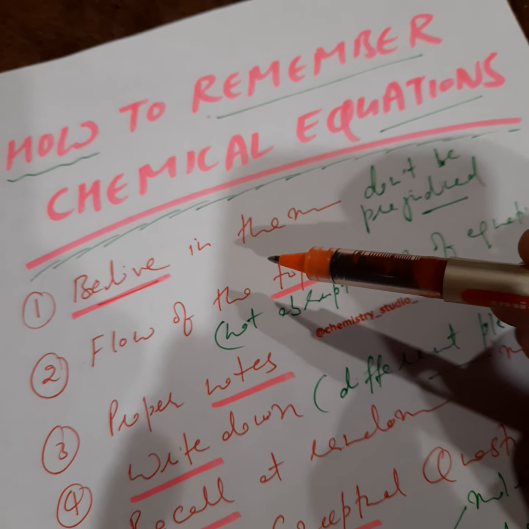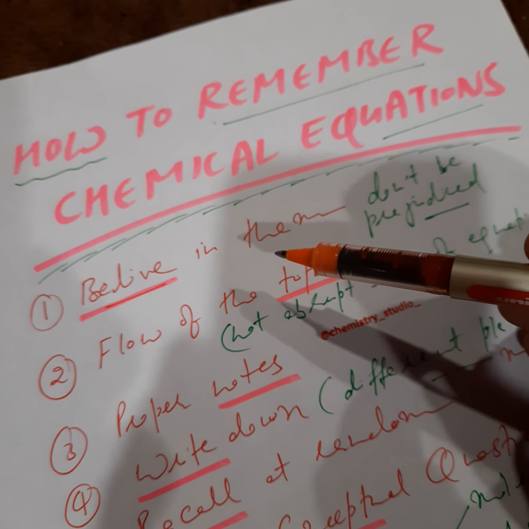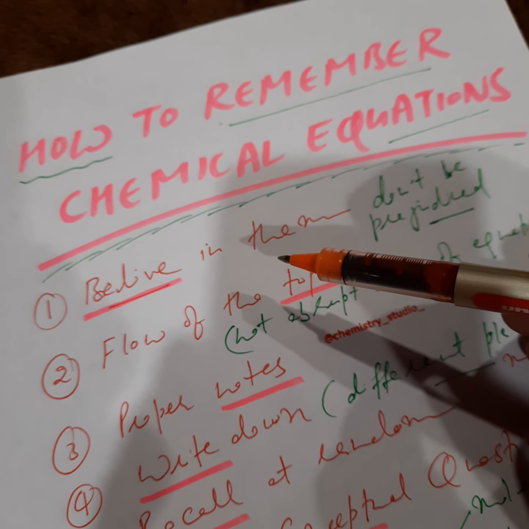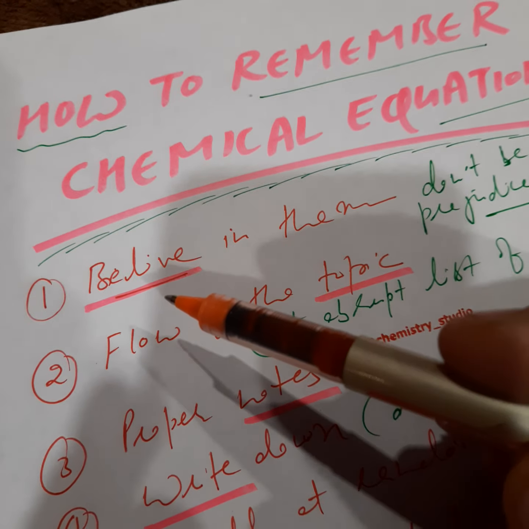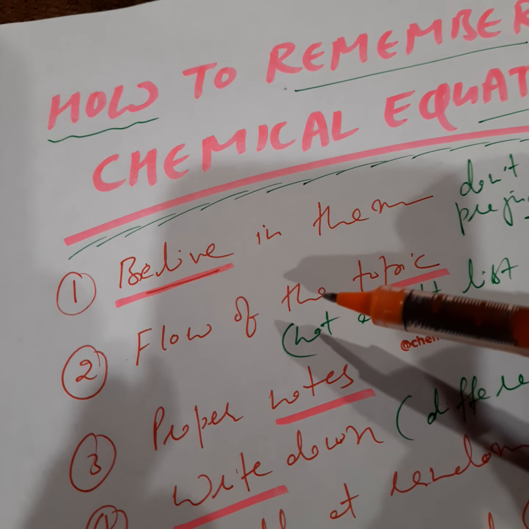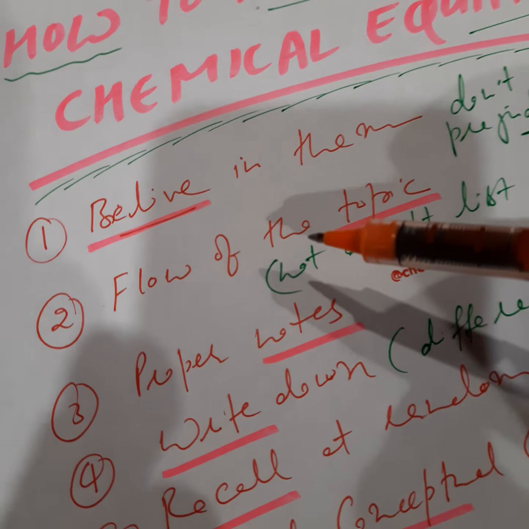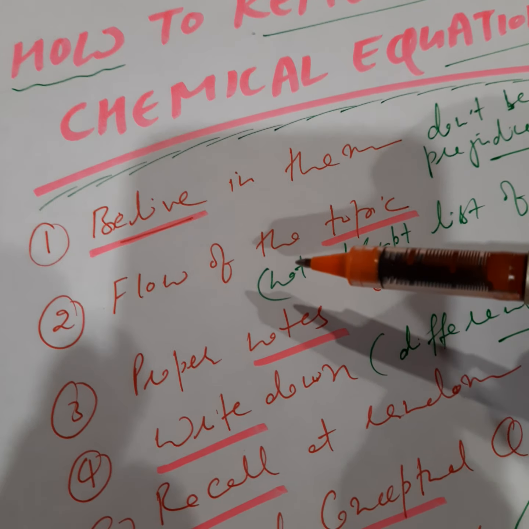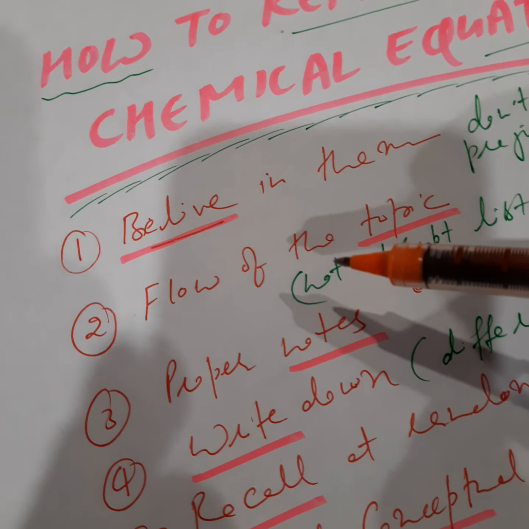But now I have come up with a few points that if you properly follow them and give suitable time to your work, you will never forget any kind of chemical equations. Now, first of all, you have to believe in them. Don't be prejudiced. You have to believe that chemical equations can be learnt, and there will be some time that you know all the chemical equations by heart which are in your syllabus. We should start in that manner only. If you don't believe in remembering chemical equations, how are you going to learn them?